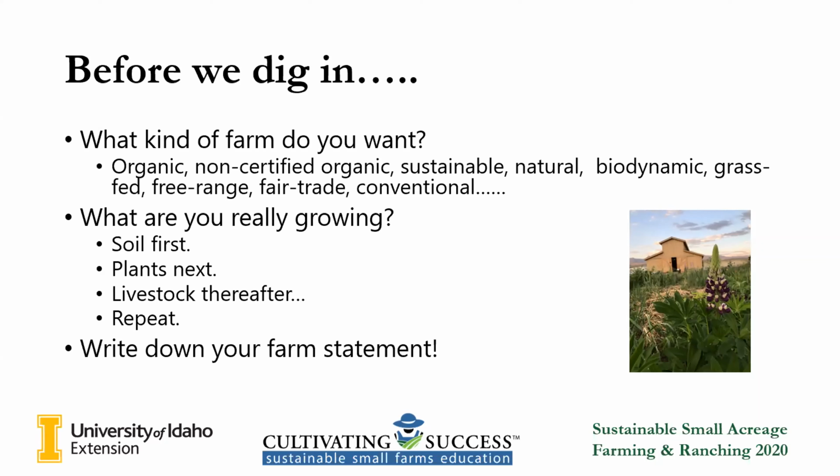But ultimately, whatever you're growing, whether it's chickens, whether it's veggies, whether it's beef, you are actually growing your soil first. So throw whatever you thought you were growing out the window, you're actually growing soil. Then you're growing plants. Even if you're growing livestock, you're growing your soil, then you're growing your plants, then you're growing your livestock, and repeat over and over again, hopefully until the end of your farm life. So it's really important to write down that farm statement.